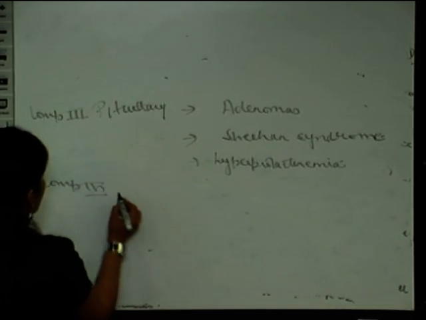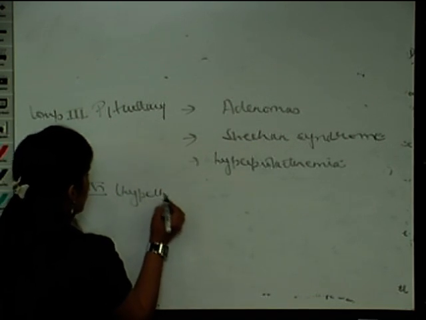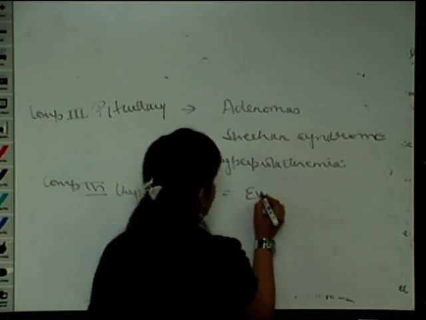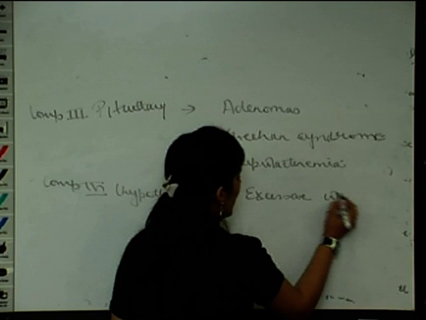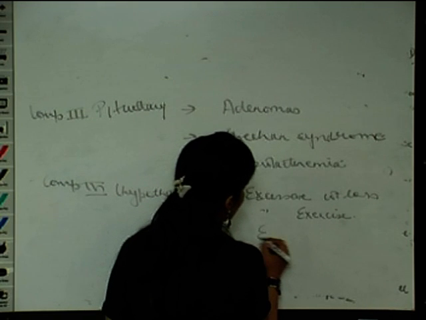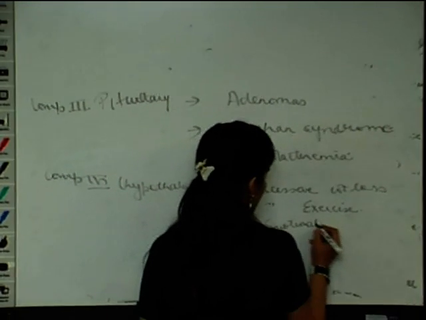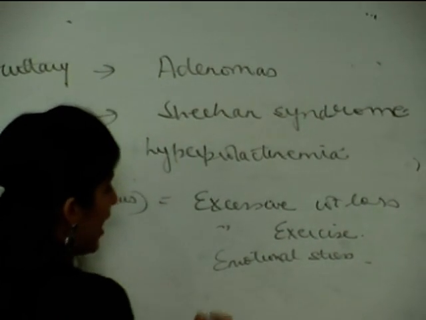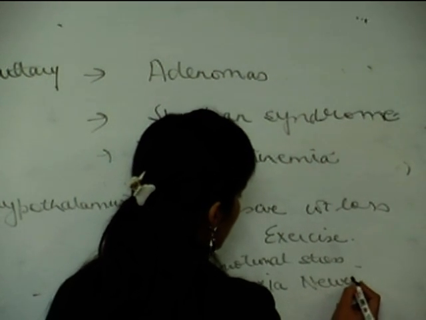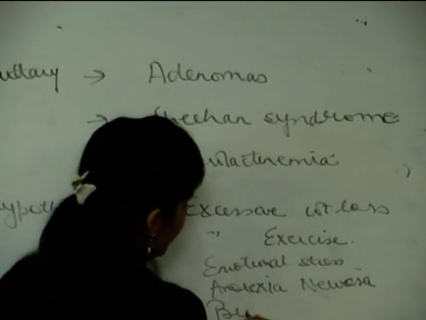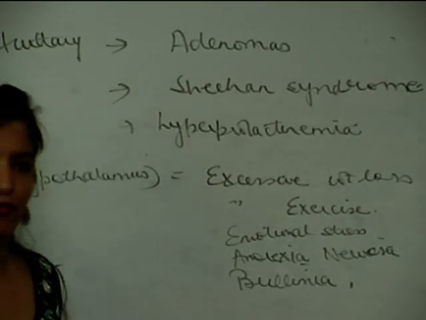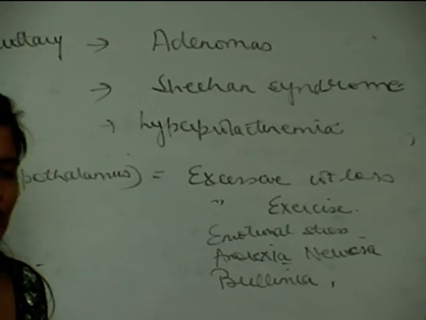Compartment 4, that is the hypothalamus. The cause of secondary amenorrhea could be excessive weight loss, excessive exercise, emotional stress, then anorexia nervosa, bulimia. In all these conditions, the release of GnRH is affected, and that is why it leads to secondary amenorrhea.